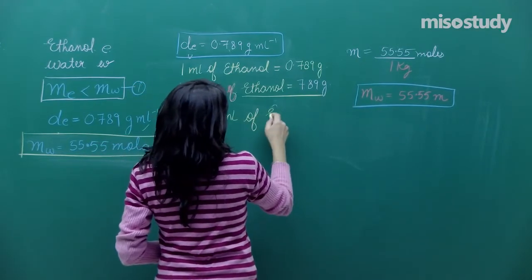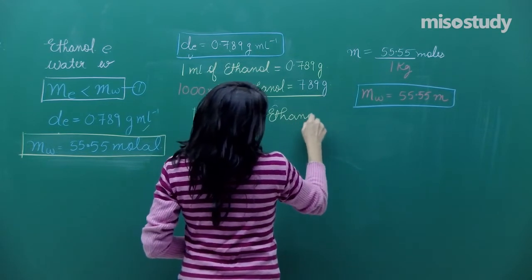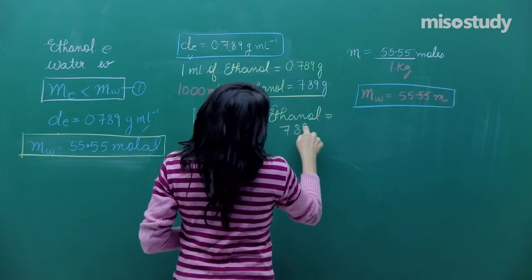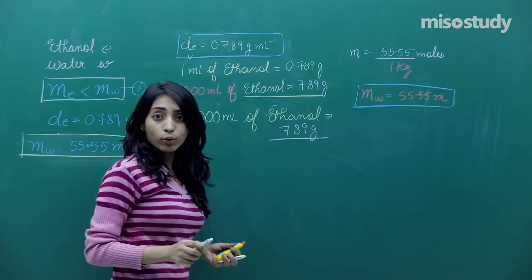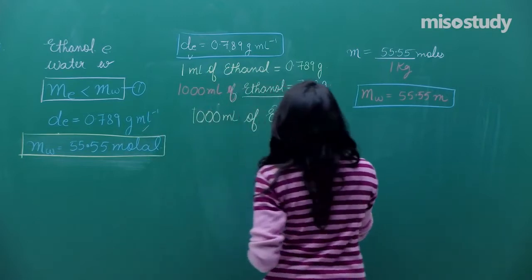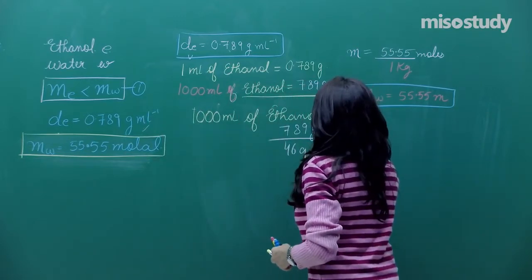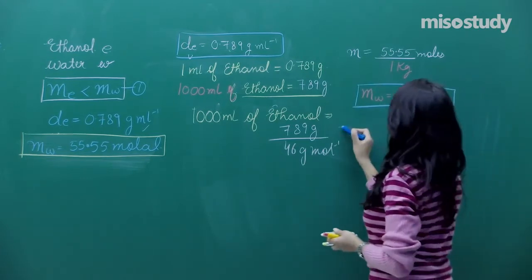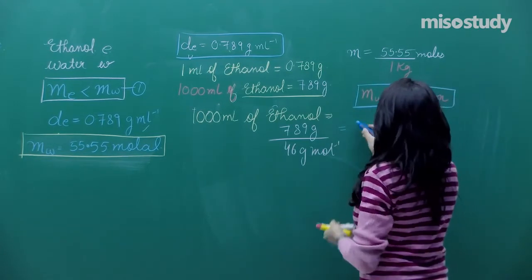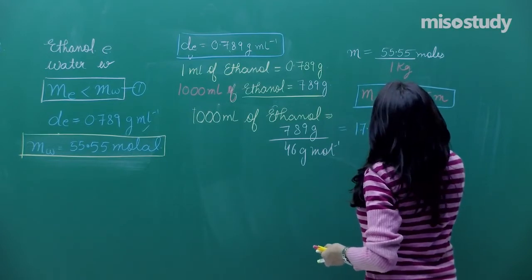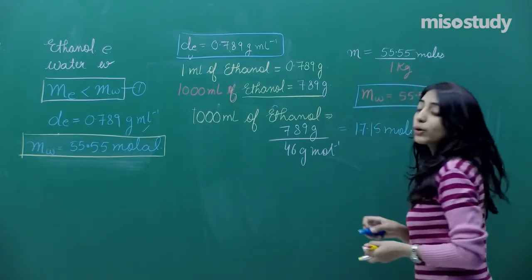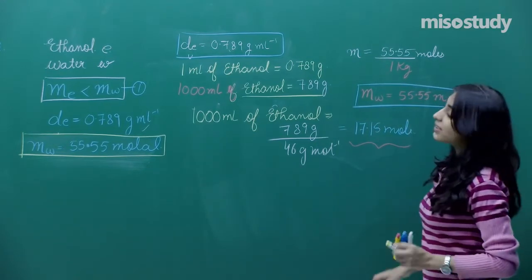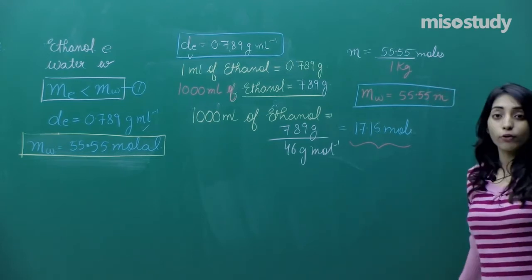So 1000 ml of ethanol will have how many moles of ethanol? You will simply say 789 grams of ethanol was there, right? To be divided by 46 grams per mole. And if you calculate, the answer will be coming out to be something around 17.15. You can cross check the calculations that I have done. But these are the number of moles that I have got.